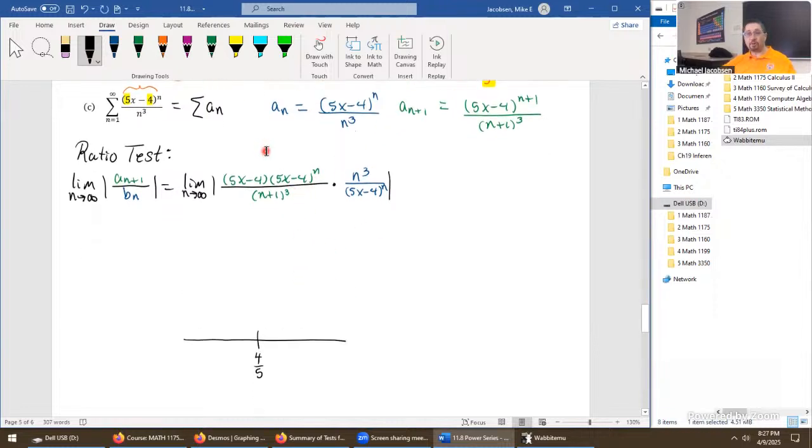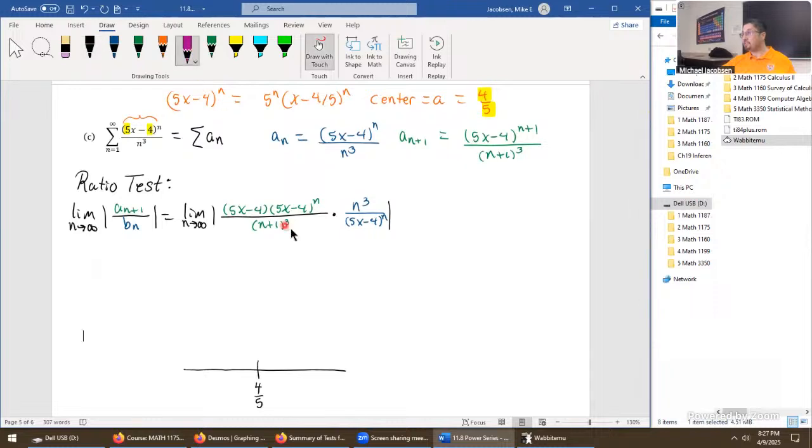And ratio test always starts off kind of ugly for these kinds of problems, but just keep at it, keep chipping away at it because they simplify fast. This (5x minus 4) to the power of n cancels immediately. Well, that's the only cancellation, but n cubed divided by (n plus 1) cubed is a pretty fast limit to take. So now this time, absolute value settles on the 5x minus 4. This turns into absolute value of 5x minus 4 times the limit as n goes to infinity of n cubed divided by (n plus 1) cubed. We can get this limit resolved.